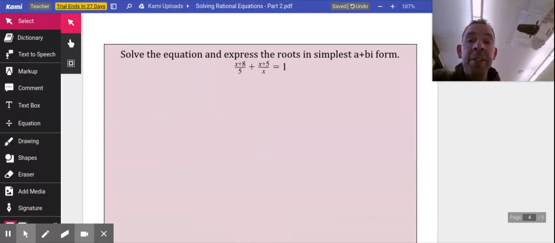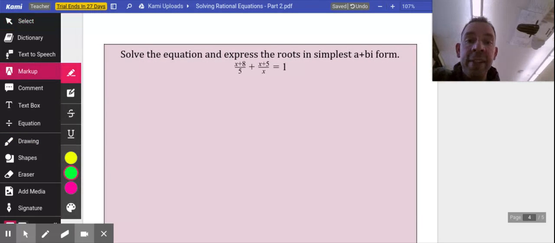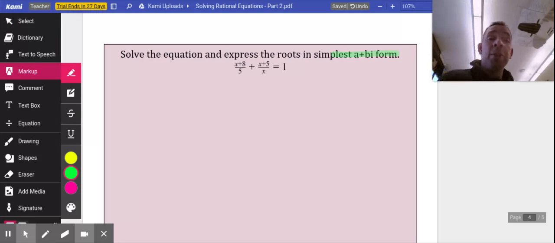Okay, one more crazy bear. Now you'll notice in the directions here, they said express your roots in simplest a plus bi form. So I'm still going to use the quadratic formula, but now we're going to get some imaginary numbers, some complex numbers. So we're definitely expecting to get a negative number of some sorts underneath the radical within that quadratic formula.